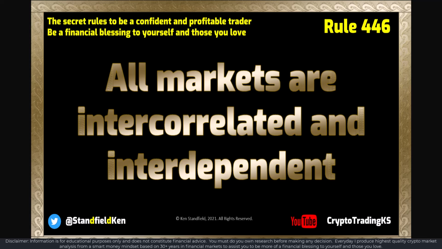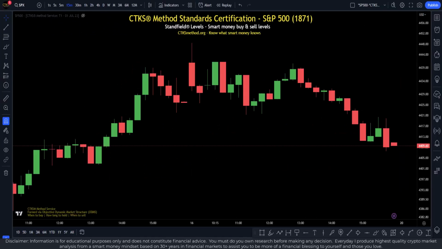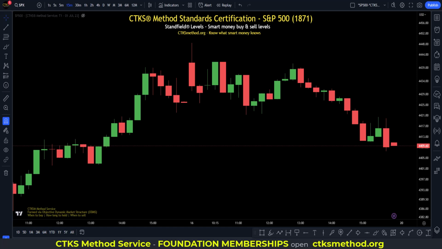Unfortunately, many people don't understand that all markets are intercorrelated and interdependent. This also means that all charts are intercorrelated and interdependent as well. Unfortunately, some people in Forex don't look at the main markets. Currently, there's a directional inverted relationship between the DXY and the S&P 500. If that relationship keeps on playing out, we would expect that if the S&P 500 goes up, the DXY will come down.